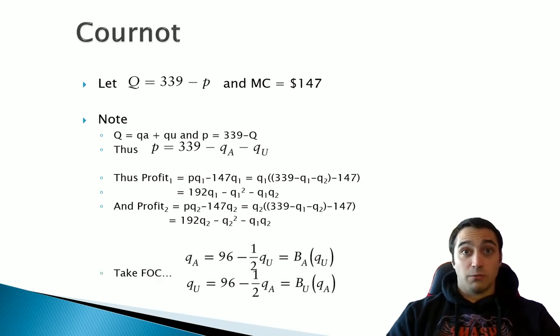Hopefully after you do that, you've noted that you have two similar looking equations. Namely, firm 1, after observing firm 2's quantity, namely QU, should output 96 minus Q2 over 2. We're going to call that the best response for firm A to whatever firm U is doing. Similarly, firm 2, firm U, should output 96 minus whatever firm 1 did, divided by 2. And again, this can be viewed as the best response for firm U to whatever firm A did.